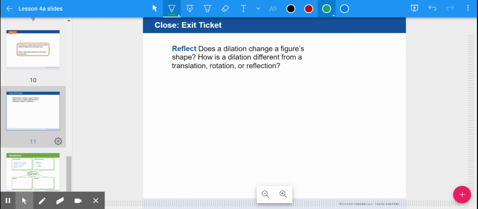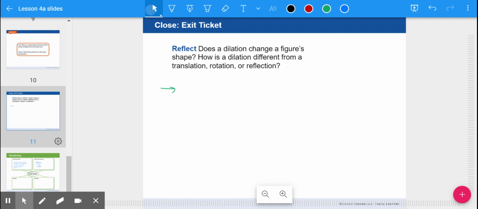So I'd just like you to reflect now on what we just talked about. I know it was quick, but does a dilation change a figure's shape? How is a dilation different than a translation, rotation, and reflection? So think about those questions and answer that right here.